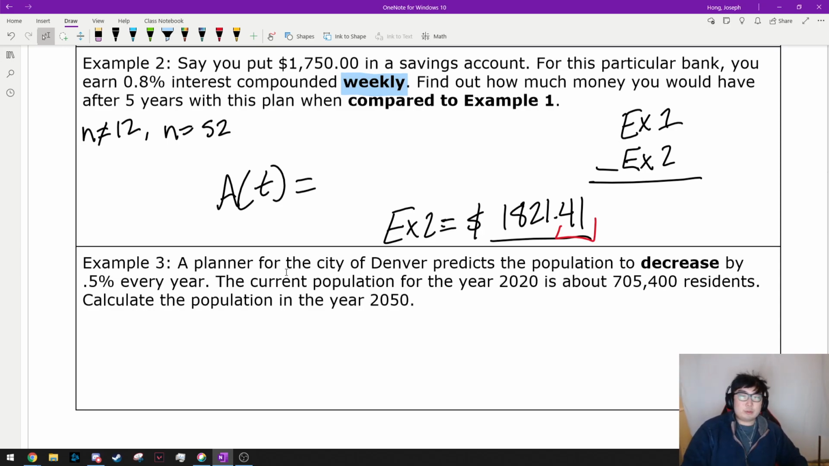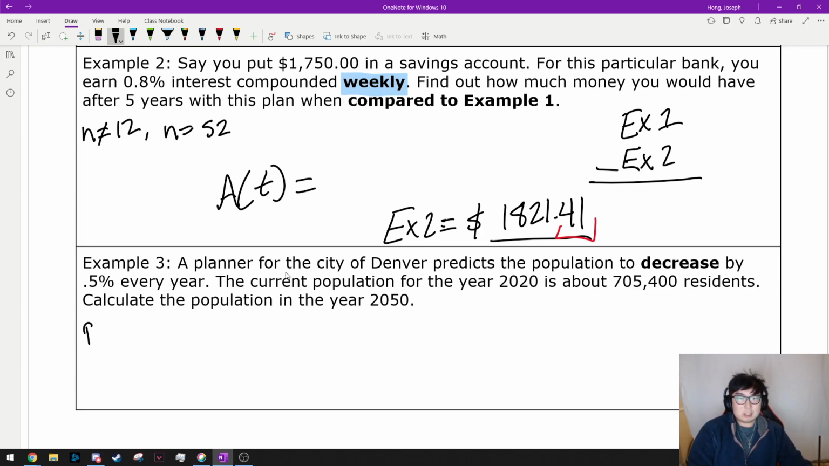Let's look at example 3 now. A planner for the city of Denver predicts the population to decrease by 0.5% every year. The current population of the year 2020 is about 705,400 residents. So calculate the population in year 2050. So how many years is 2020 away from 2050?